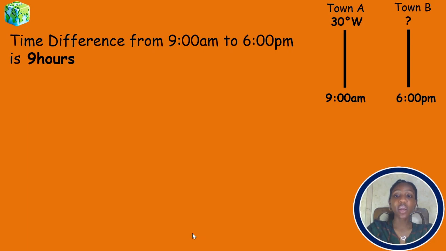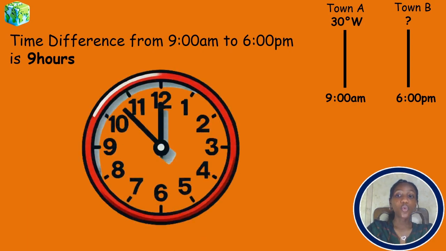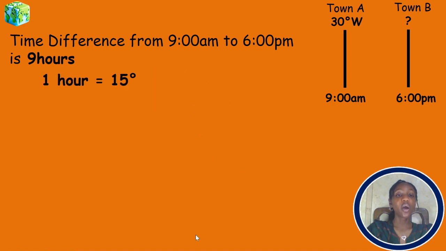And if you remember the face of the analog clock that I told you to always reference, moving from 9 AM to 6 PM in a clockwise direction will give us 9 hours. Let's count it together. 1, 2, 3, 4, 5, 6, 7, 8, 9. 9 hours. So now we need to convert 9 hours to degrees to get the difference in longitude between the two towns. And the key formula that will help us in this case is 1 hour is equal to 15 degrees. So the value of 9 hours in degrees will be 135 degrees, which is not our final answer.